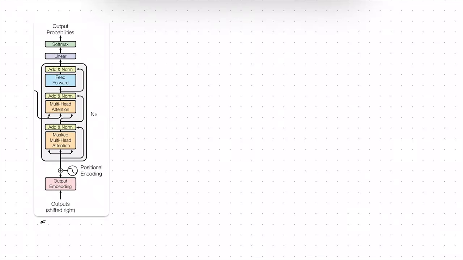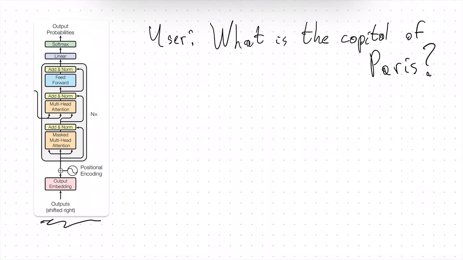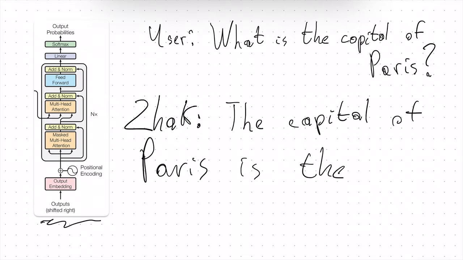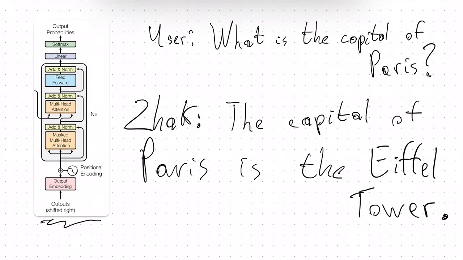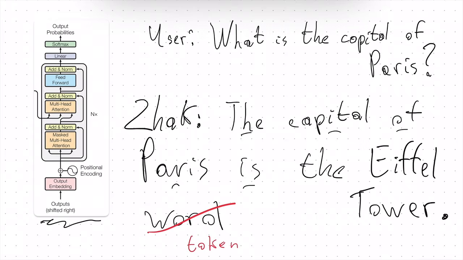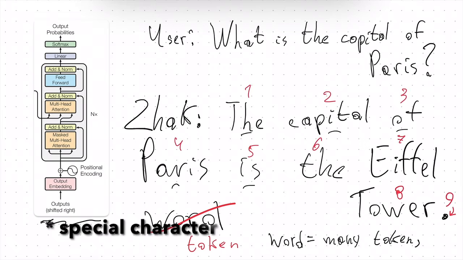Let's break down the transformer piece by piece. Firstly, we will have its input. That will be when the user asks a query like, "What is the capital of Paris?" Then Jacques will immediately answer with, "The capital of Paris is the Eiffel Tower." Jacques answers by just printing word after word. That is actually not entirely true. Jacques answers with tokens. A full word could be one or many tokens. In our example, the output is 9 or so tokens because of the dot. Every symbol is a token.